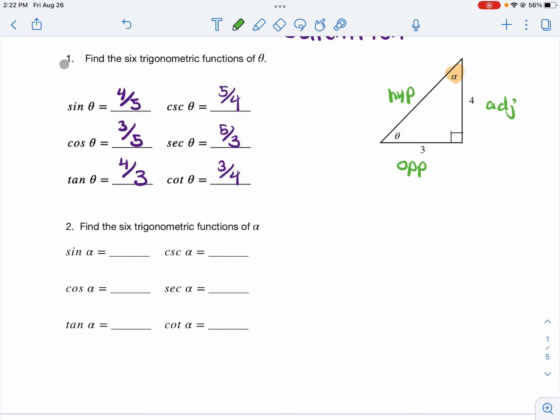So sine of alpha is going to be my opposite over my hypotenuse. And our hypotenuse, this still right triangle, is still 5. So that's going to be 3/5. Cosine is going to be our adjacent, which is 4, over our hypotenuse of 5. And tangent is going to be opposite, which is 3, over our adjacent side, which is 4. And the reciprocals, of course, flip over.